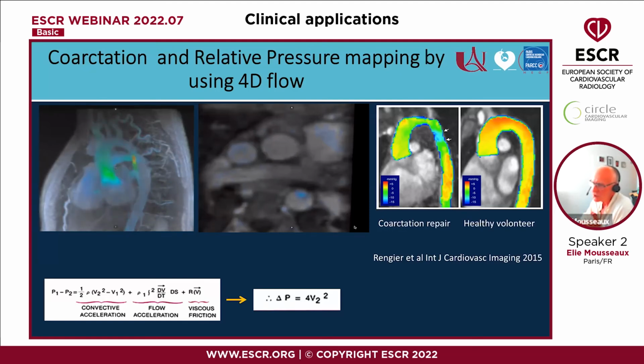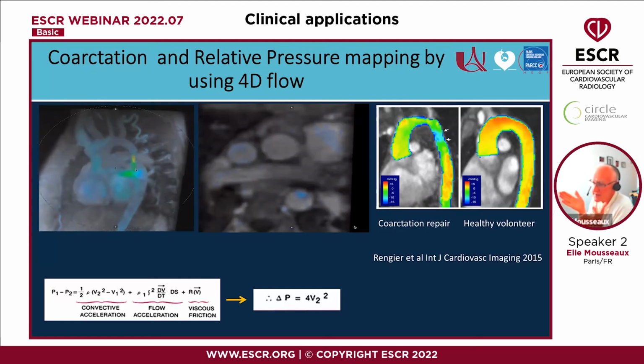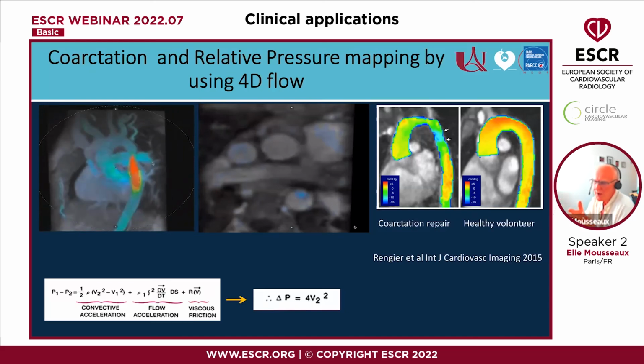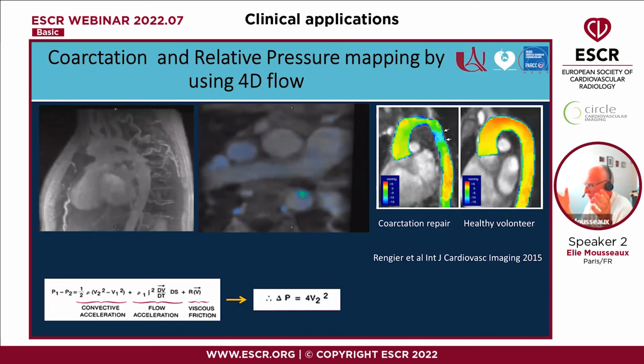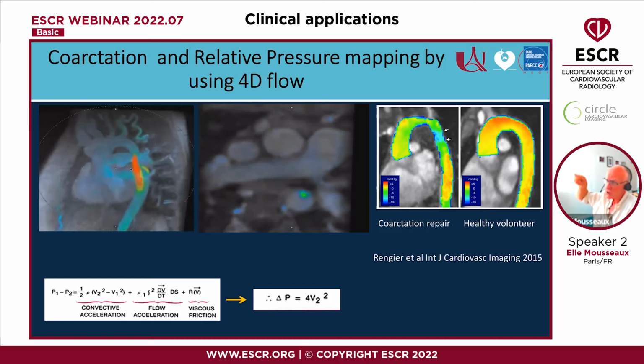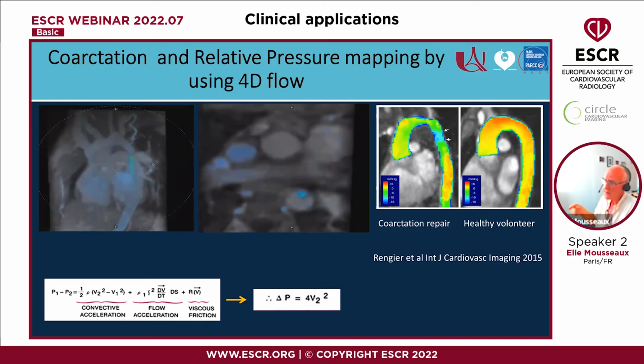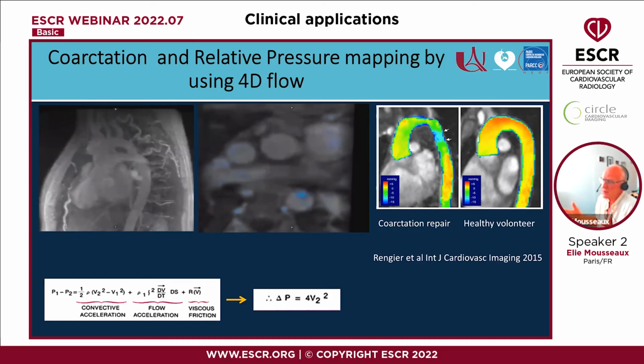Another main application will be to estimate directly the pressure gradient. As you know, at this time, we are making a lot of assumptions in echo or also in MRI by applying what we call the Bernoulli equation. But we are assuming that there is no change through time of the velocity. So we know that it's totally wrong, but this is the Bernoulli simplification.